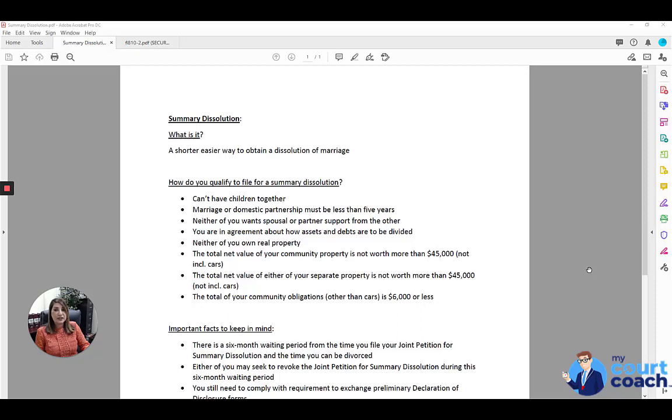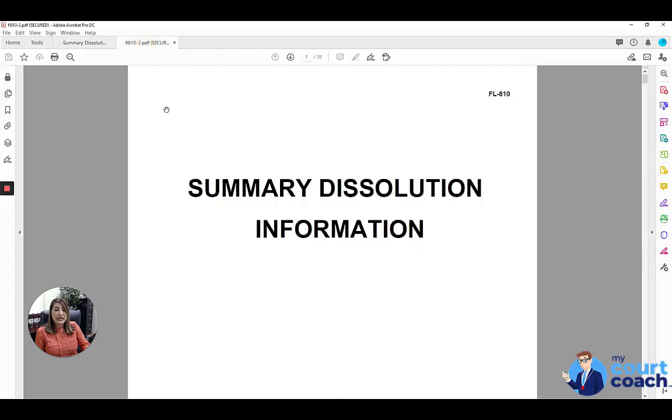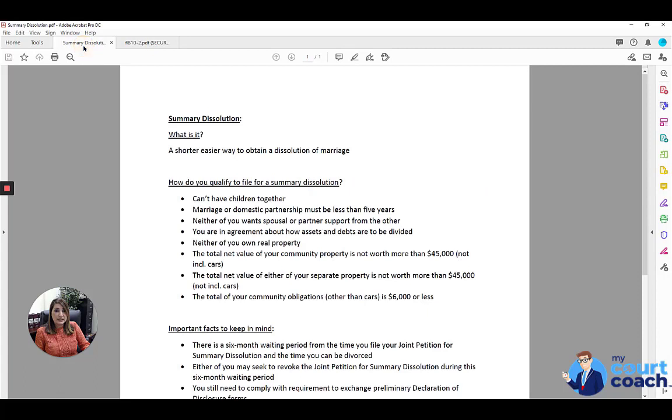I'm Sarah, and I'll be your instructor today as we talk about summary dissolutions, as well as the booklet FL810 that describes what summary dissolutions are. Let me start off by saying this is a 22-page booklet. It is pretty comprehensive. However, I have taken the information and the highlights in this booklet and summarized them into this neat little one-sheet explanation of everything I think you need to know regarding summary dissolution.